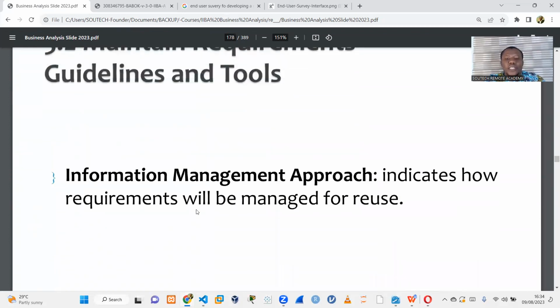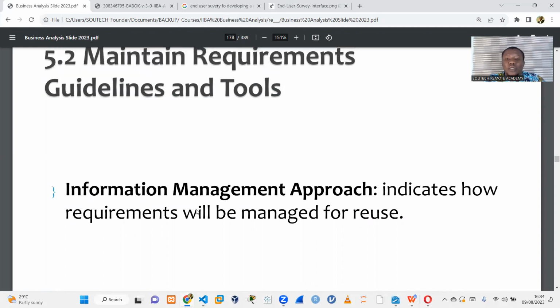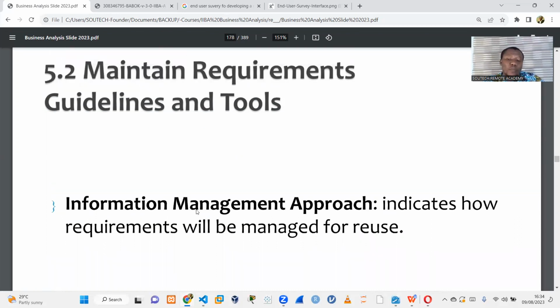So this indicates how requirements will be managed for reuse. And of course, most of the time you can get some requirements for some projects, and for subsequent projects you can use them.